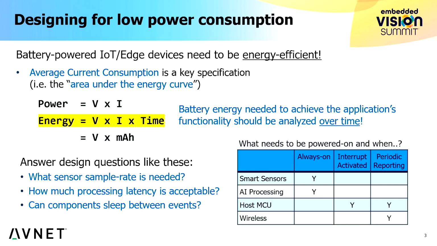In terms of design questions, you need to look at what sensor sample rate, what is the lowest sample rate that can be tolerated. Obviously, if you're doing high frequency sampling, things are on a lot of the time, you're going to be burning through that battery in no time. Also, how much processing latency is acceptable? Do you have to respond very quickly to an event? And can components sleep between events? That's kind of what we're getting to in the table there. You want to be putting things to sleep, turning things off as much as possible.